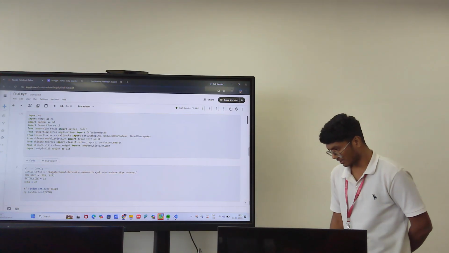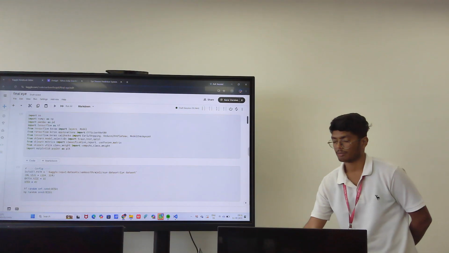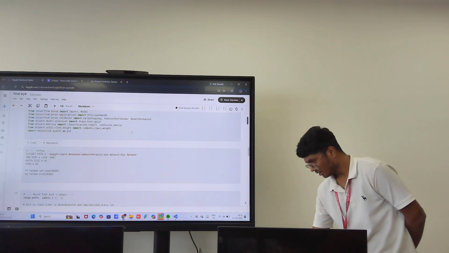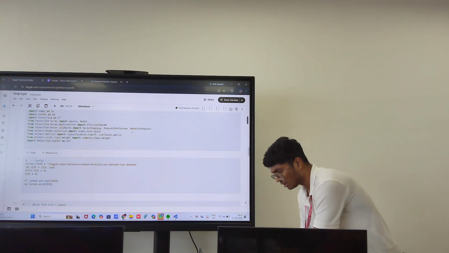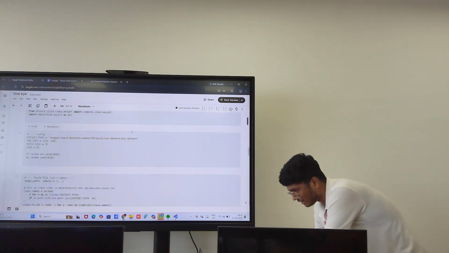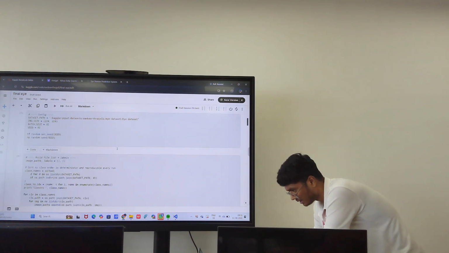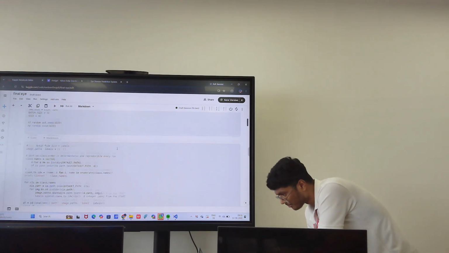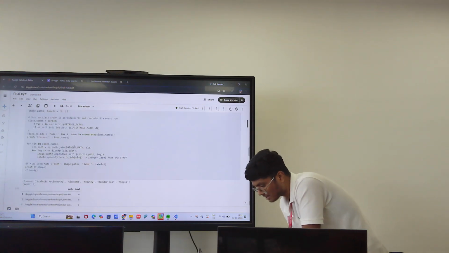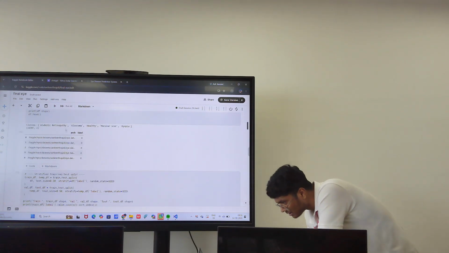I have also used callbacks like early stopping, reduce LR, and model checkpoint. Train test split and classification report are the metrics for predicting. This is the dataset path. I have used an inbuilt dataset, with image paths and labels. This is an image path, and this is the label.